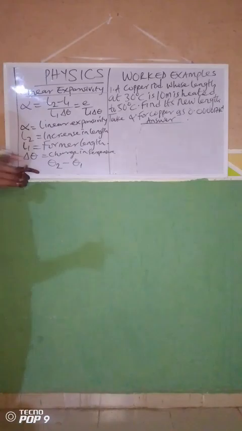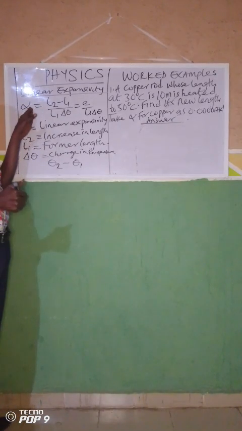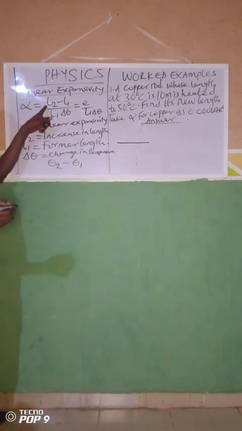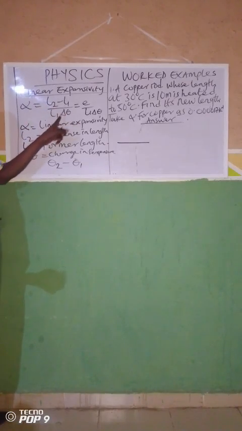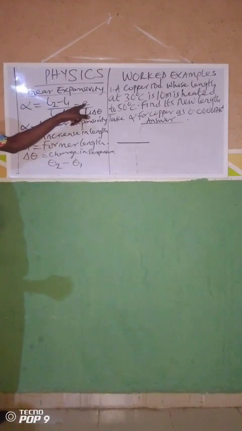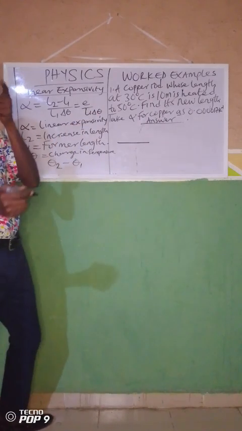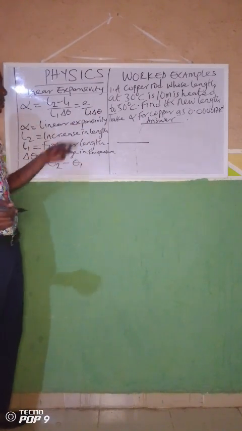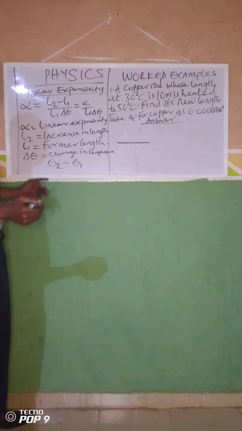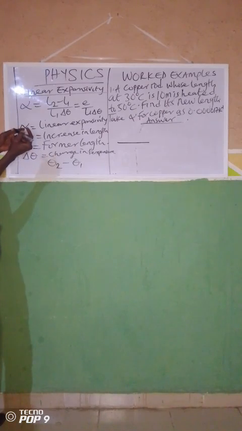Now let's go on. Linear expansivity, we have a formula like this, alpha. Alpha is what we call the linear expansivity. Alpha is equal to L2 minus L1 over L1 times change in temperature, where L2 minus L1 is the extension. E is extension in Hooke's law. You remember elasticity of solids: extension over length and change in temperature. Now this is the formula for linear expansivity, denoted by alpha.